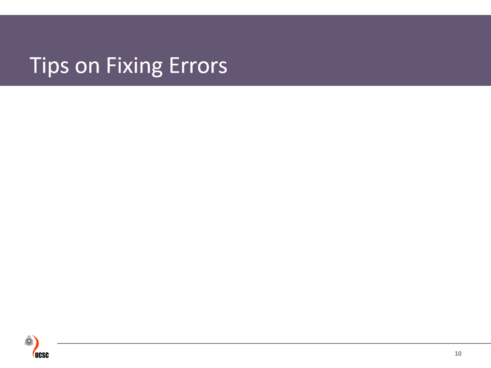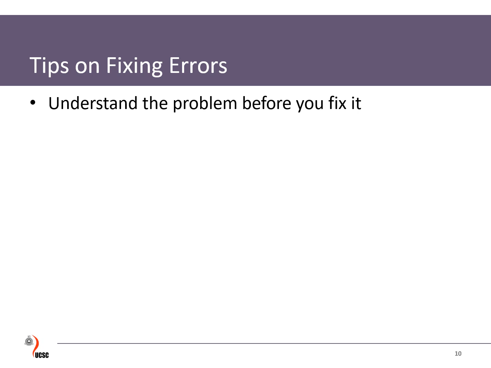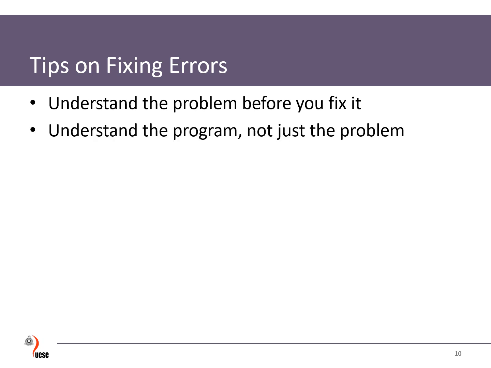Tips on fixing errors. Finding errors is one thing, but the most important thing is to correct the errors, fix the errors, and then the problem will vanish. Understand the problem before you fix it. The common thing is that people don't know the problem, so they look at the code and try to say lots of things without knowing the original requirement. That is what we call the problem. Understand the program, not just the problem.